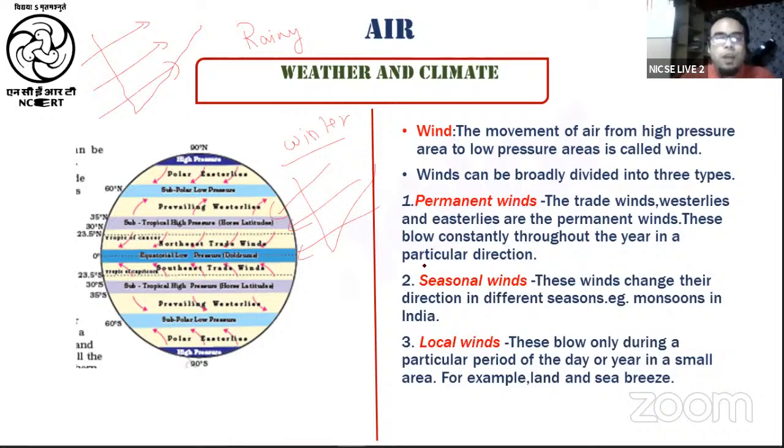So what is this called? These are called seasonal winds. These winds change their direction in different seasons. Example, the monsoon, right? Then we have local winds, as the term itself suggests.